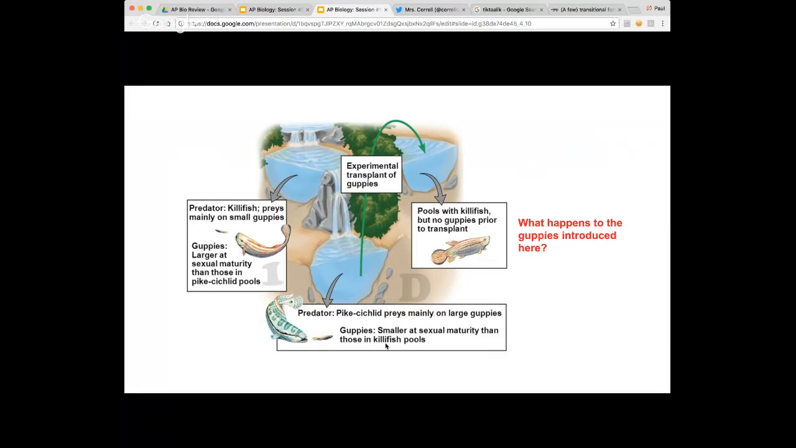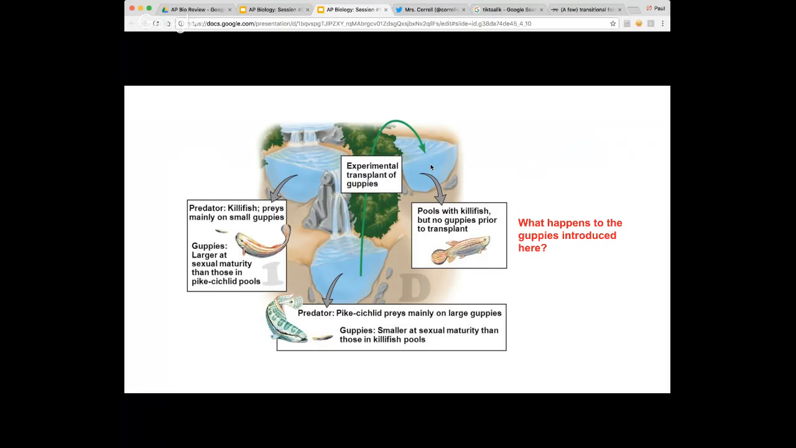So if you're playing along at home, the question is, if I take guppies that have been raised or born from multiple generations that are smaller at sexual maturity in a pike cichlid pond, and then I put them into a killifish pond with no guppies, what will happen to the size of the guppies over time? So think about it. Give you a second to think before I tell you.